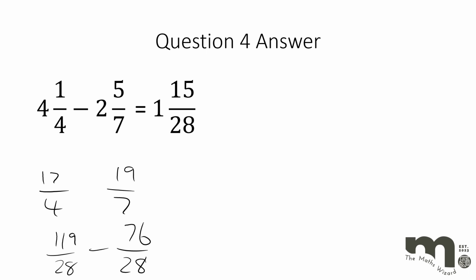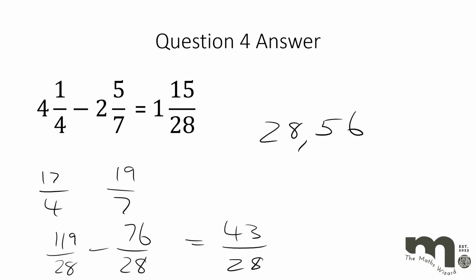And then we've got to do a subtraction. So we've got to do 119 minus 76. And that will give us 43 over 28. And if we look at our multiples of 28, so you've got 1 28, which is 28, and your second one is 56. So we can clearly see here we've only got one lot of 28. And then we've got another 15 until we get to 43. So that's our remainder here. So that's why it's 1 and 15 over 28.